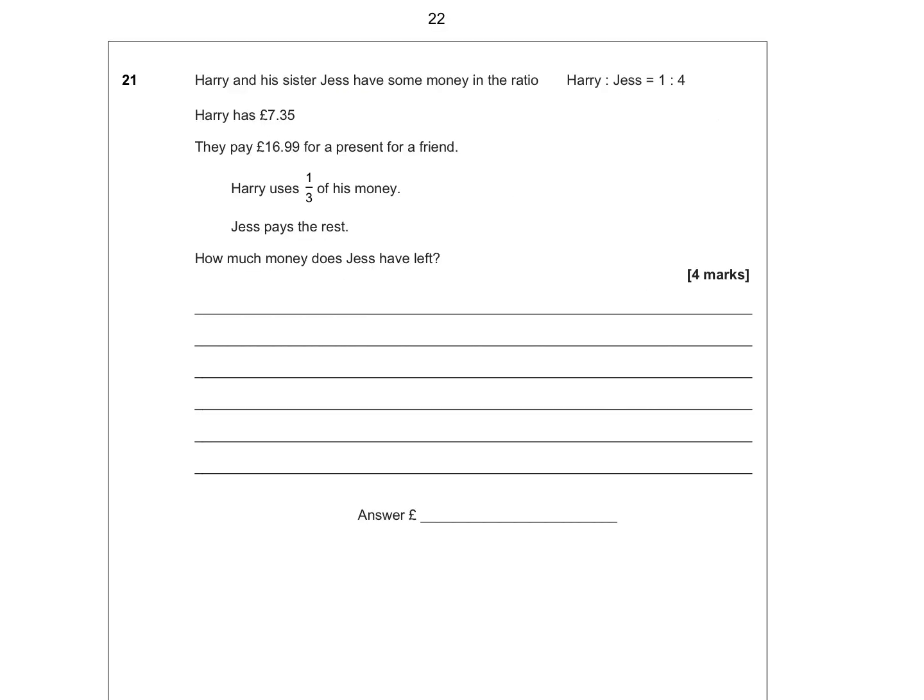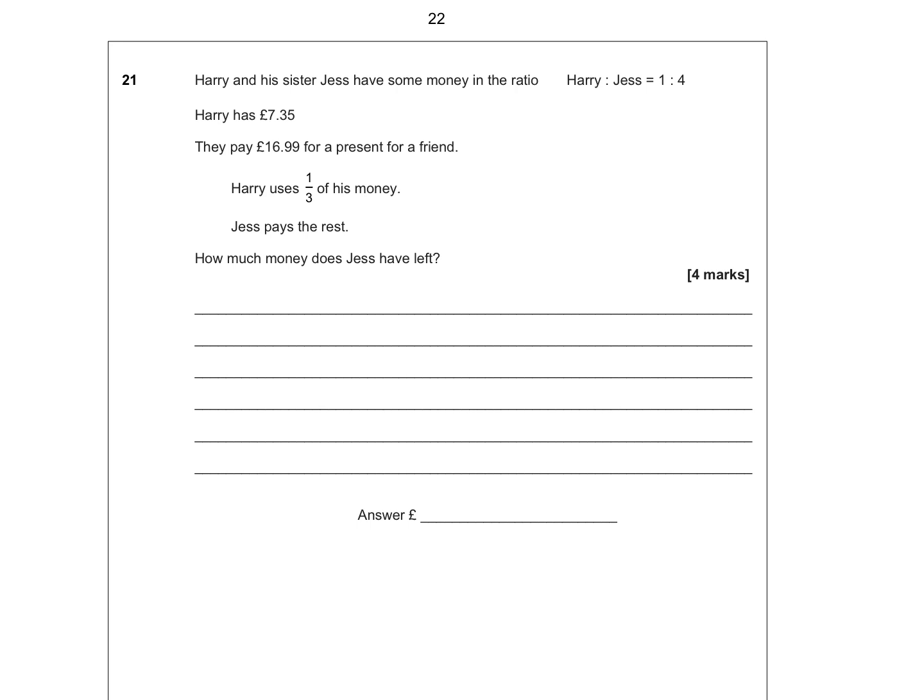Question 21. Harry and his sister Jess have some money in the ratio Harry to Jess 1 to 4. Harry has £7.35. They pay £16.99 for a present for a friend. Harry uses 1/3 of his money. Jess pays the rest. How much money does Jess have left?